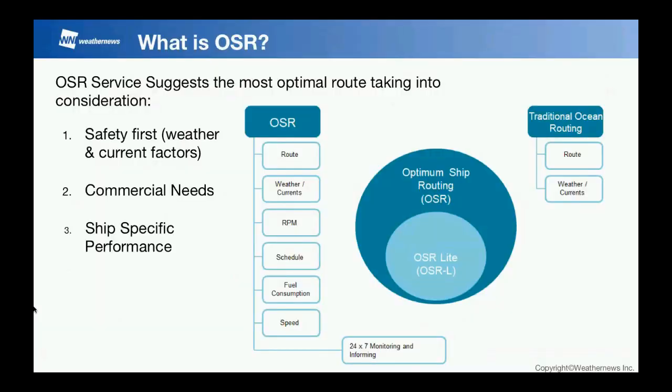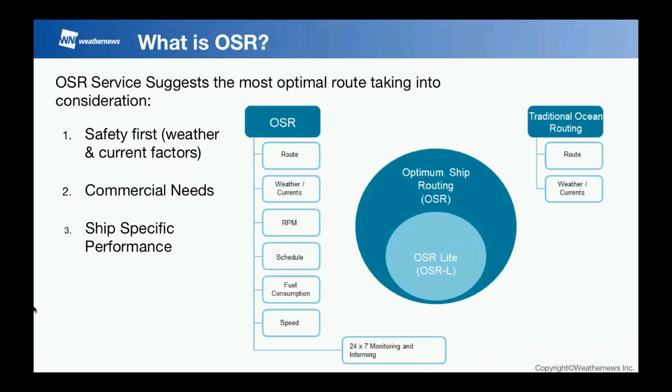So as I talked about, this is the weather data and the forecasting aspect that we do at Weathernews. But obviously all of this information is packaged up and put into our voyage planning and into our optimum ship routing service. So what is optimum ship routing, or what is OSR?